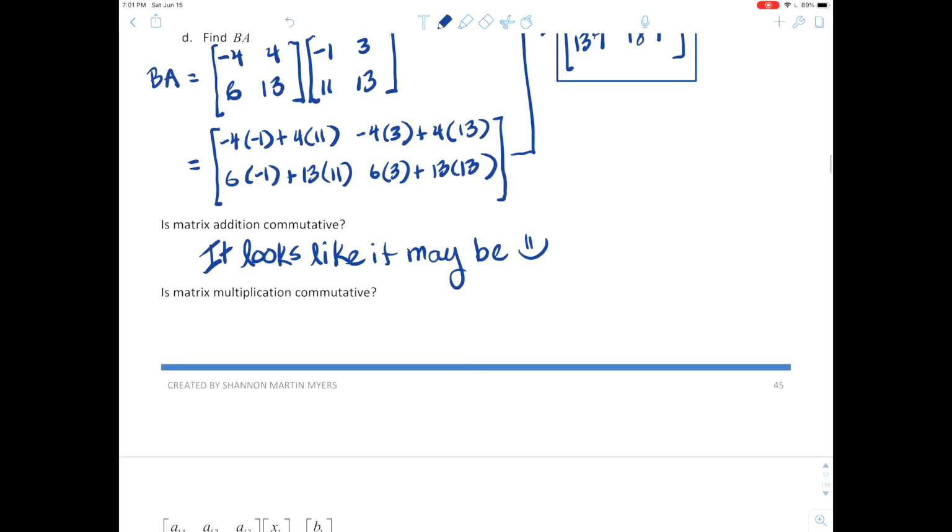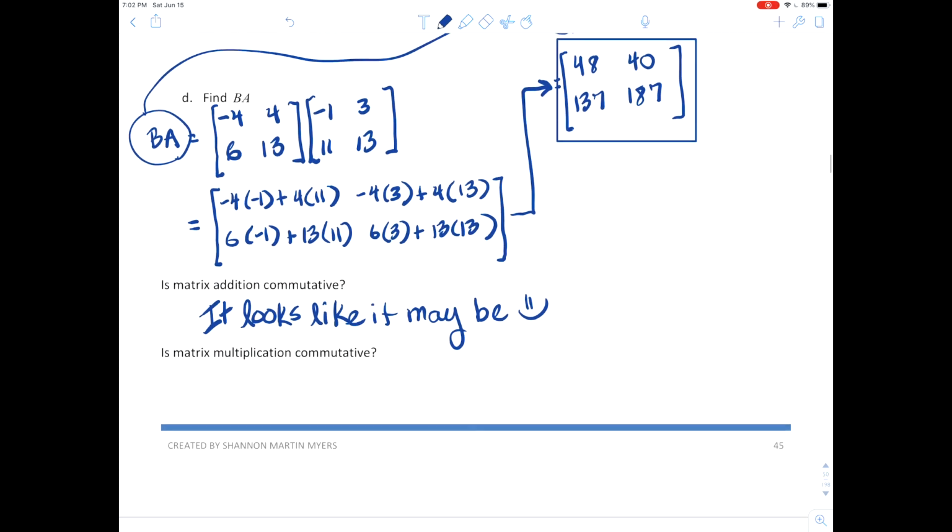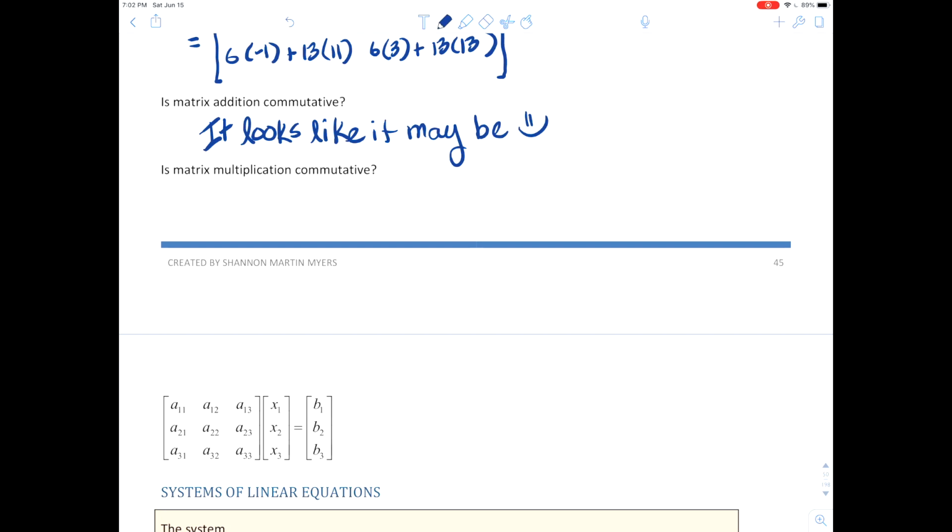What about matrix multiplication? Well, when we did our A times B, we got that first result. B times A gave us this result, which is not the same. So we can say definitely for sure, heck no. All right? It's not commutative, because if even one case doesn't work, then you can't say it in general for the whole group. Okay?